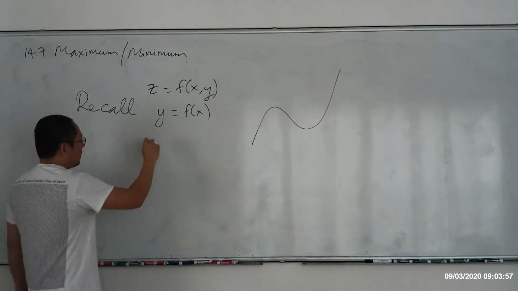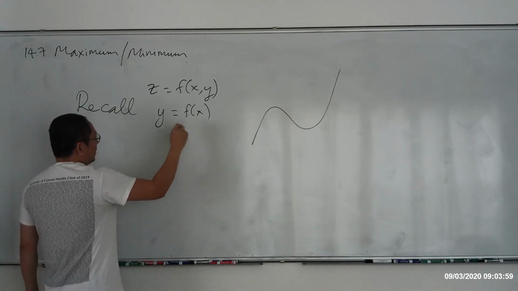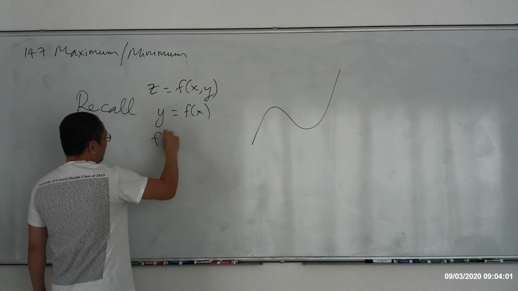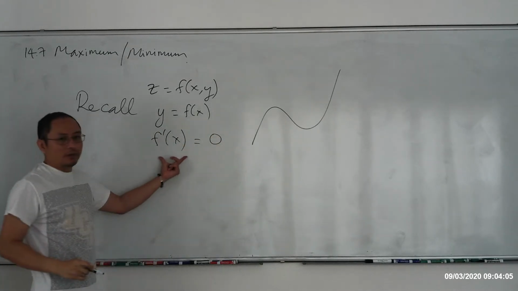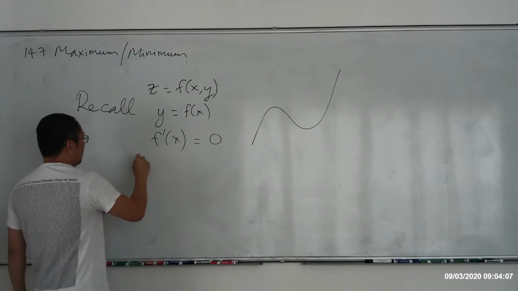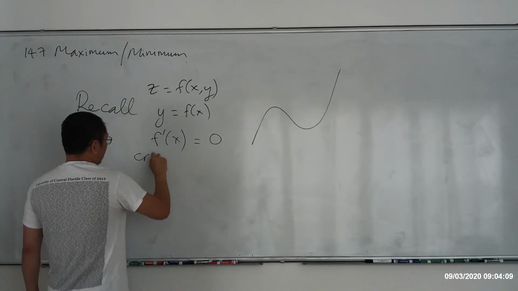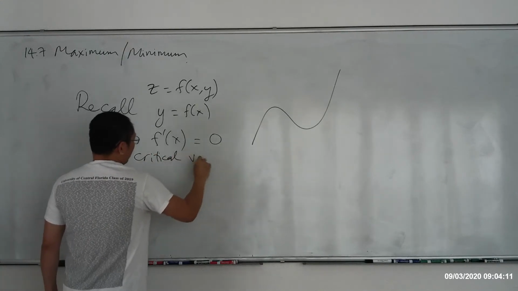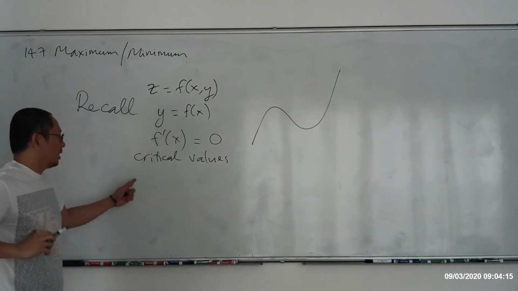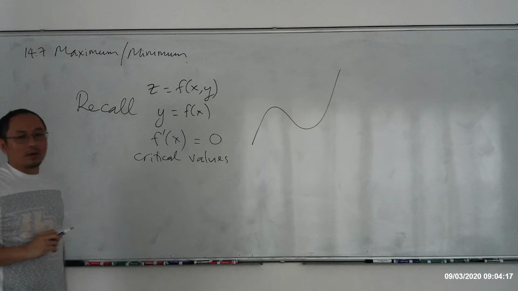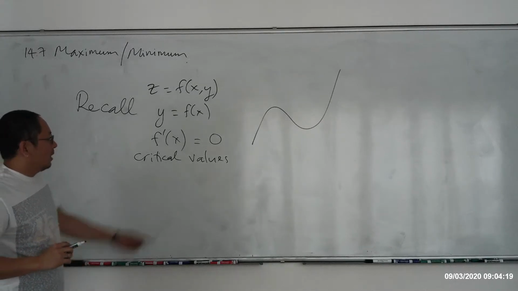The first step that you guys did was what? You take the derivative, say f prime of x, and you set the derivative equal to 0. You solve for x. You have something called critical value, right? Critical value or critical points. Okay, those are gonna be your candidates for local max or local min of the function.